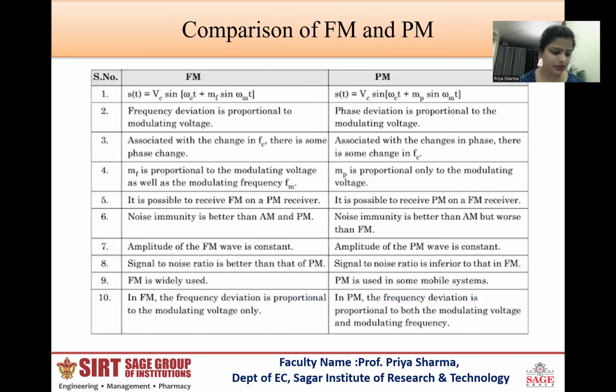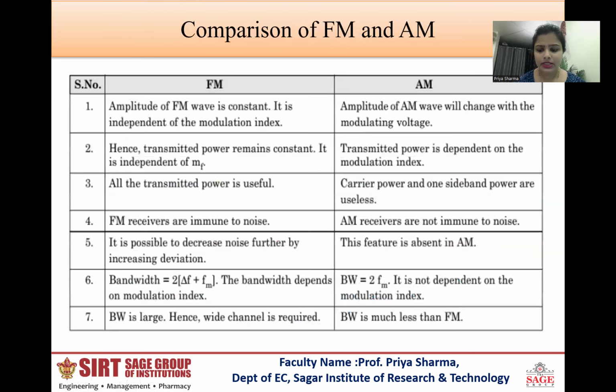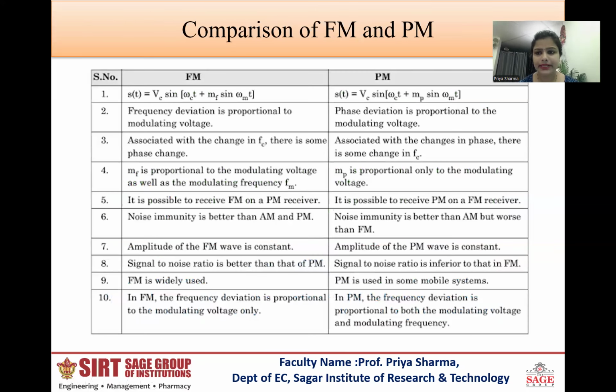Now coming to the comparison of FM and PM. The equation for FM is v = Vc sin(ωct + mf sin ωmt), where mf is the modulation index of the FM signal, and for PM it is v = Vc sin(ωct + mp sin ωmt). Note the difference: only the modulation index has changed. The rest of the equation is the same. mp is the modulation index of the PM wave.